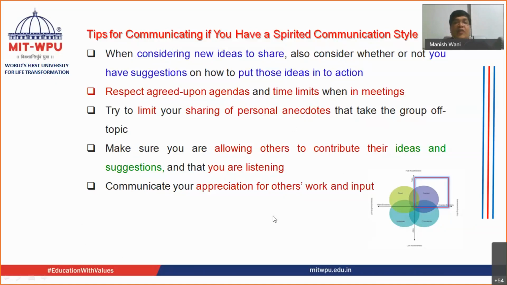Okay. So, Rohit, what are the things that you have to take care of? Or let me put that, what are the things that I have to take care of? Because I feel that I am a little bit of spirited communication style, where I am very, very high on assertiveness, because I like to tell the things. I don't like to listen to people. That is one thing. I don't like to ask people. So, that is one reason that I feel that I am a spirited communication style.